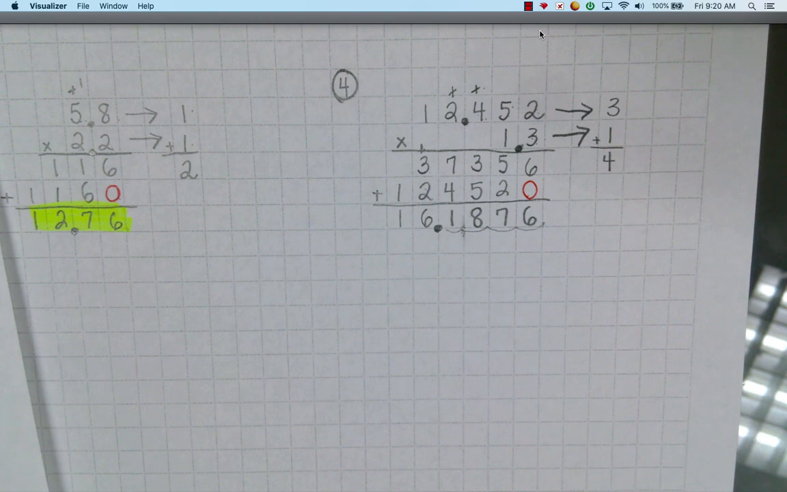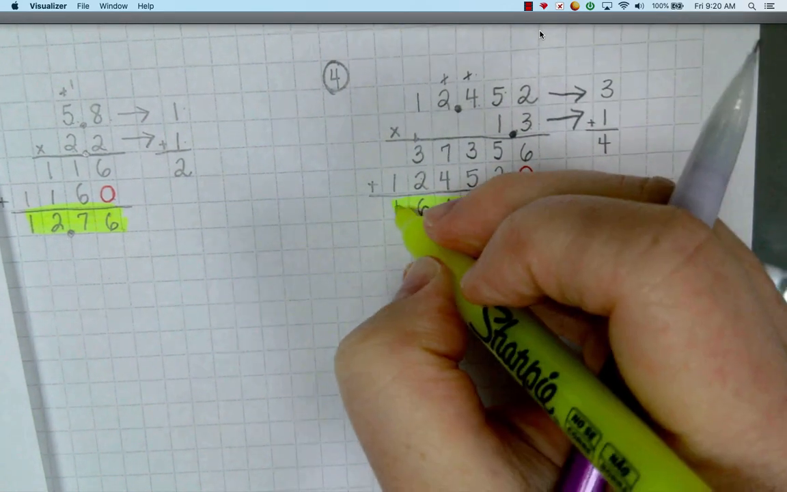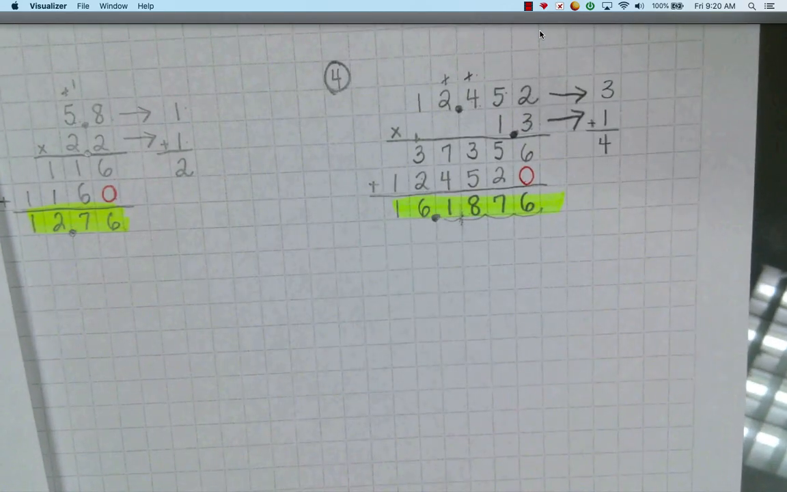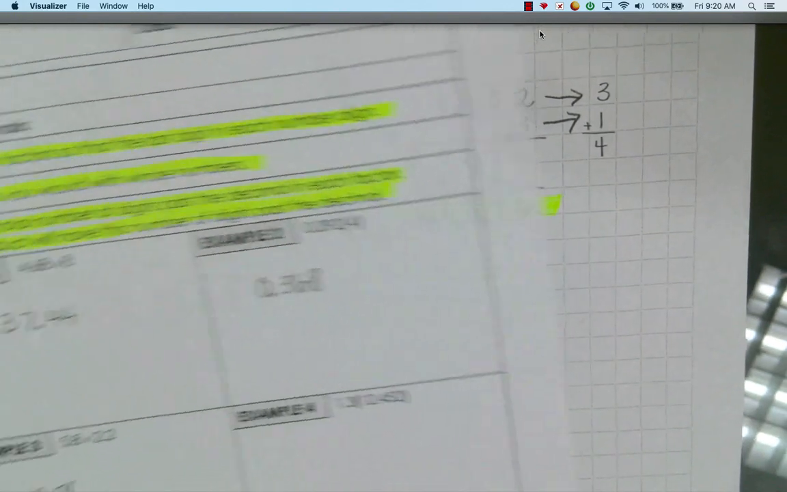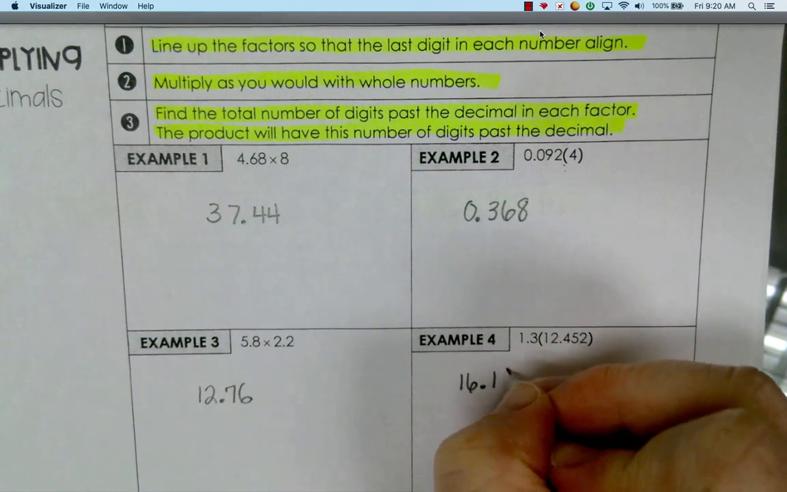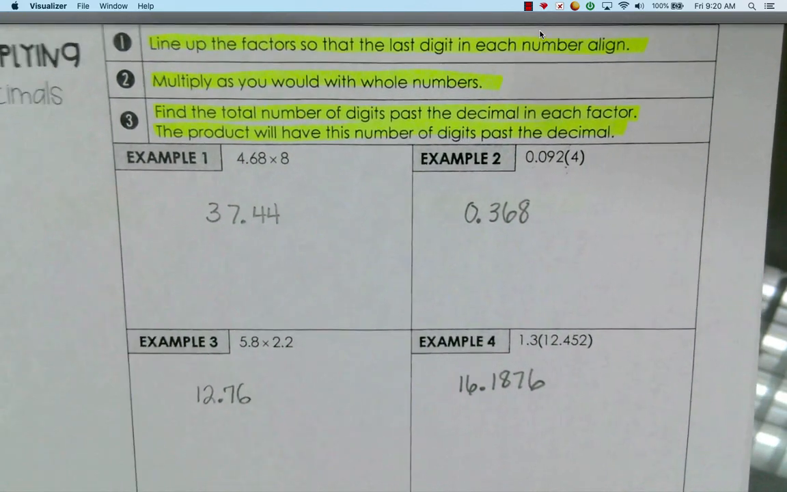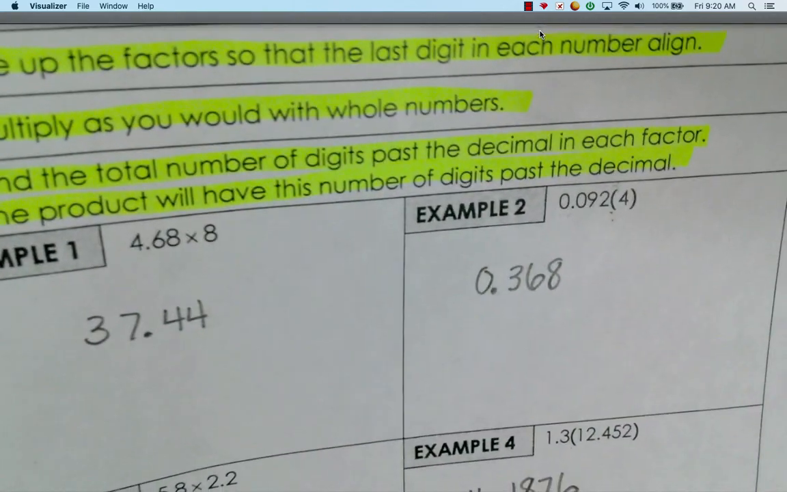1,876 10,000. No, I didn't spit though. All right, that was a lot, right? I'm transferring this. 16, 1876. Okay.